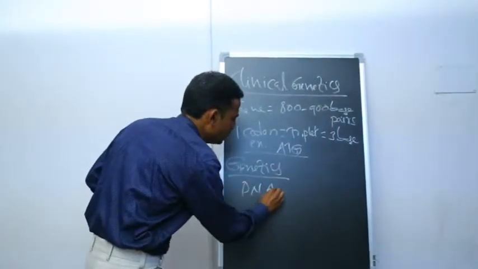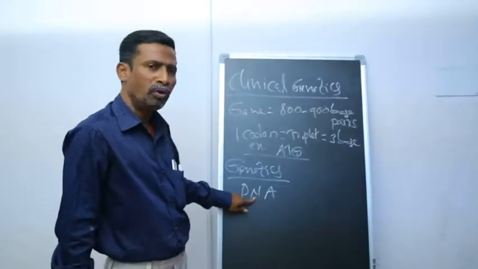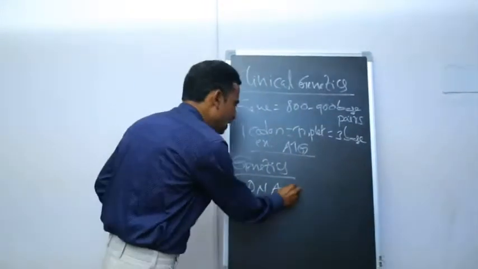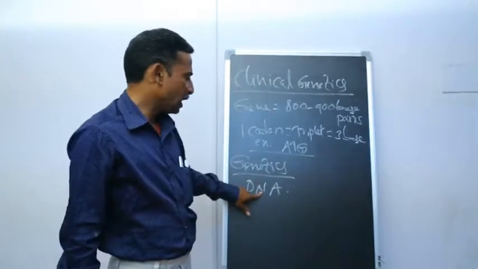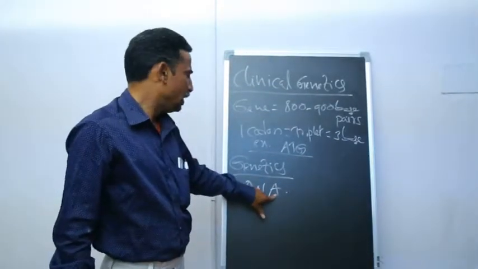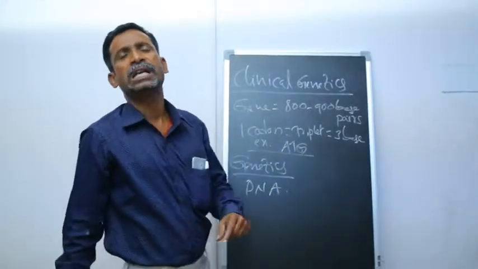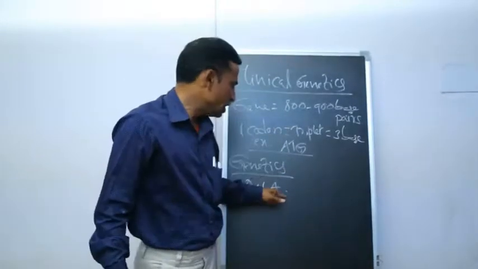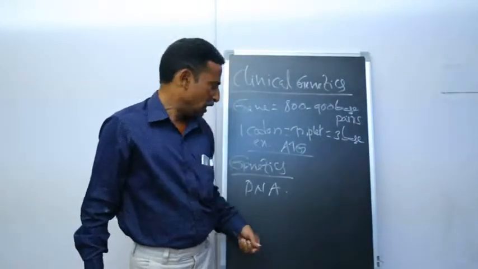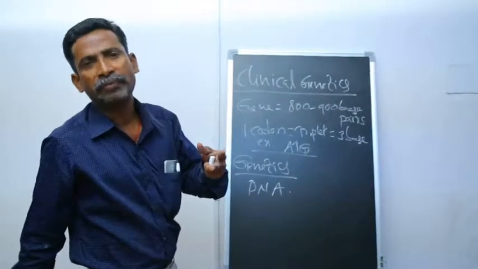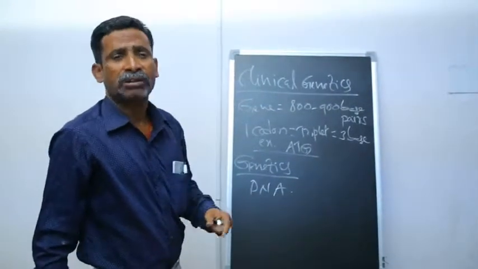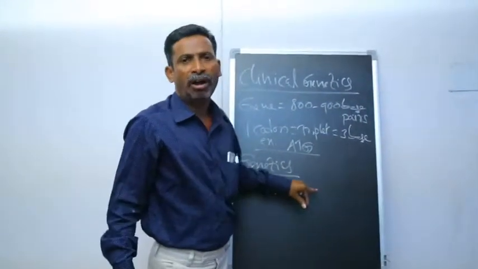DNA means deoxyribonucleic acid. DNA is present in the center of the cell, in the nucleus. In the nucleus, two types of genetic materials are present, DNA and RNA.